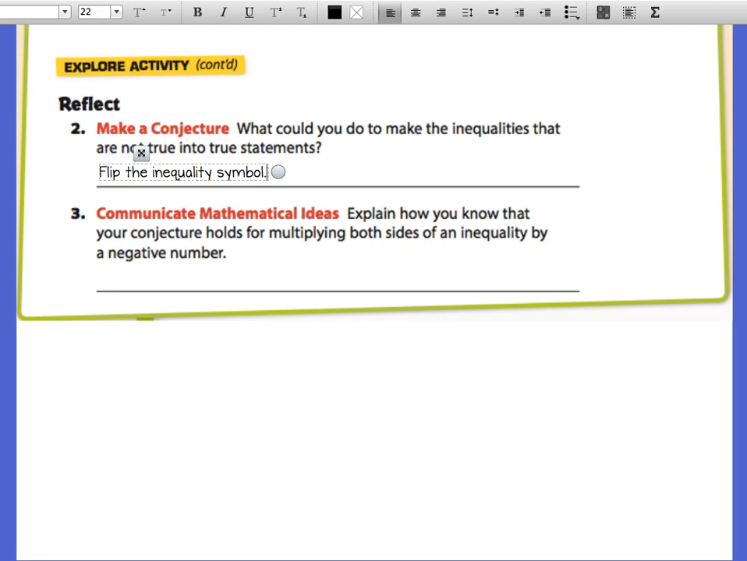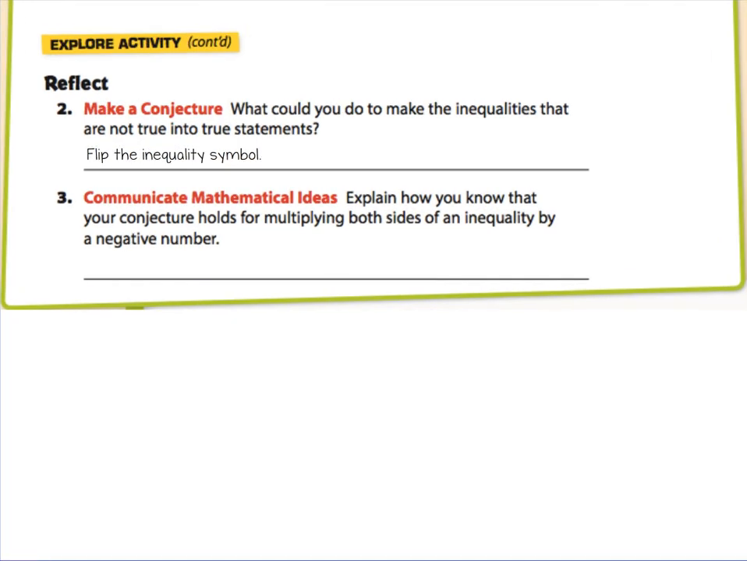So what we do when we divide by a negative number is after we do so, we flip the inequality symbol. And in doing that, it makes the inequality true and it makes everything work. All right? So now we have to look and say, all right, well, if that's the case with division, does that have to be the case with multiplication?